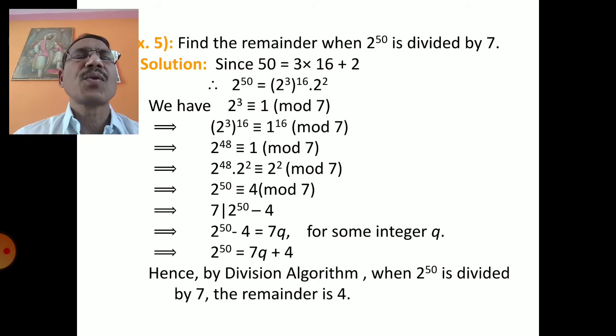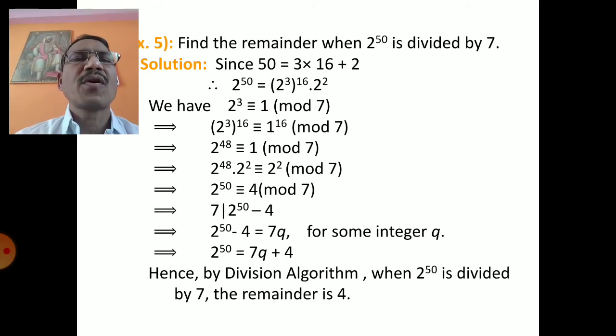Now again use the 6th property: if A is congruent to B mod n, then A raised to k is congruent to B raised to k mod n. Here taking k equal to 16, we get 2 cube raised to 16 is congruent to 1 raised to 16 mod 7. Now 2 cube raised to 16 will become 2 raised to 48. That means 2 raised to 48 is congruent to 1 mod 7.